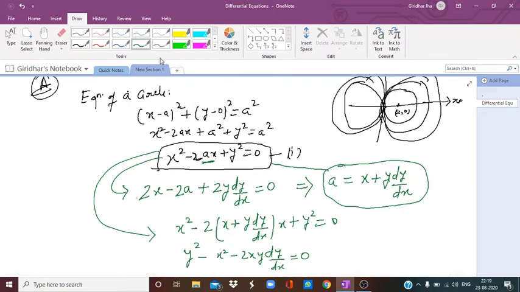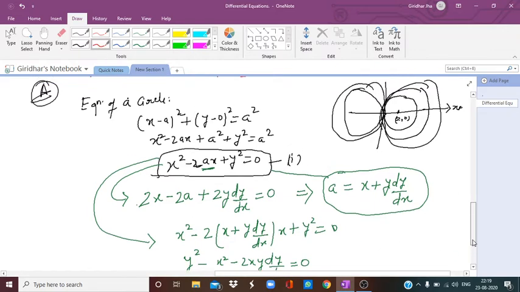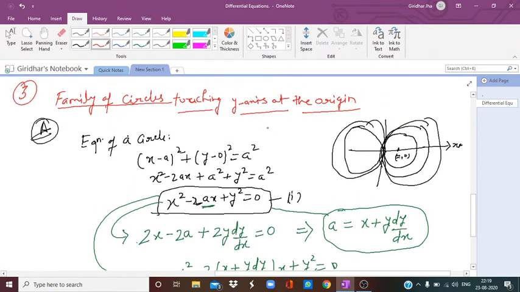This is going to be our differential equation of this family of circles touching the y-axis at the origin. At this origin (0,0), these circles touch the y-axis, correct? So we came to know (x minus a) whole square plus... one of the circles I took, whose radius I took as a. So (x minus a) whole square plus (y minus 0) square equals a square. Now we have this equation.